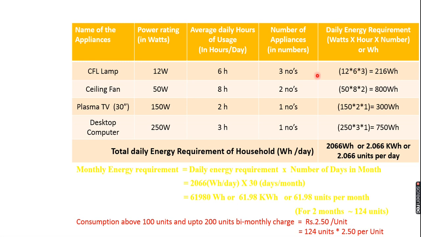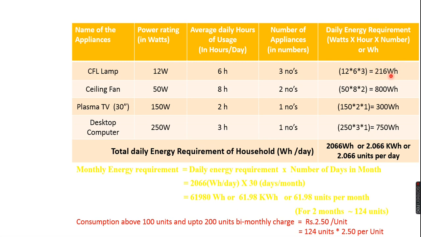Number is quantity. We have to multiply the second column, third column and fourth column to get the total watts hours. That is 12 into 6 into 3. We get 216 watts hour.